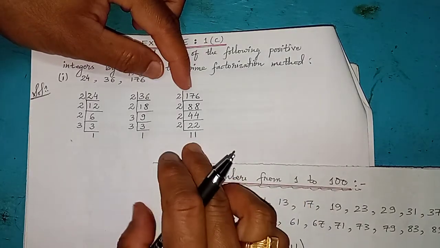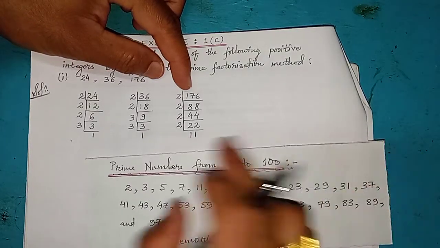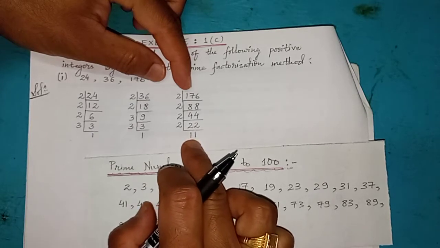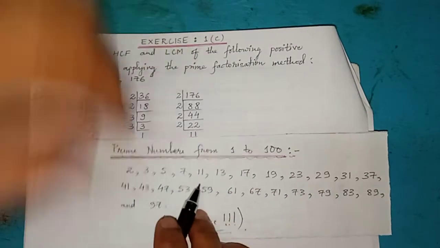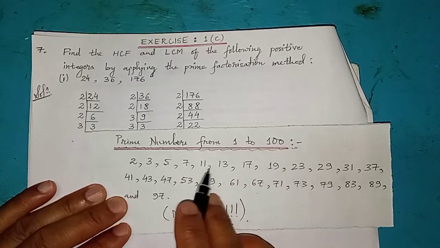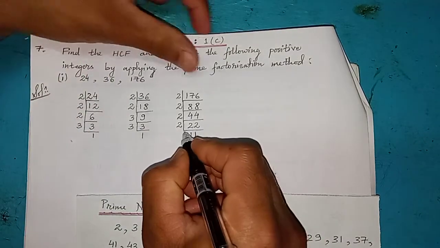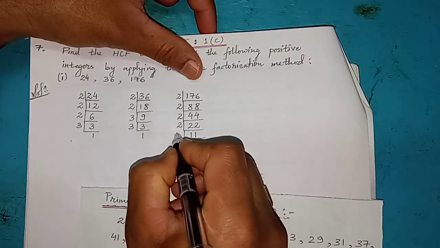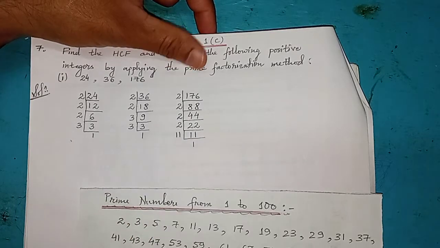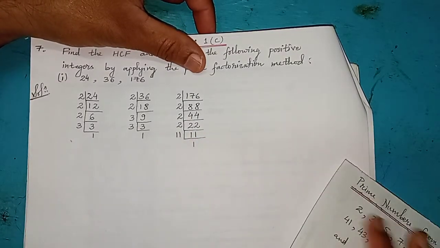Again, 22 is an even number, so 2 1s are 2 and 2 1s are 2. So see, we have got 11. Now 11 is an odd number, we cannot divide by 2. Moreover, 11 is a prime number. You can see here the list of prime numbers, so 11 is a prime number. So for all prime numbers, while doing prime factorization, you divide by itself. So 11 ones are 11. So we finished all the 3 prime factorizations.